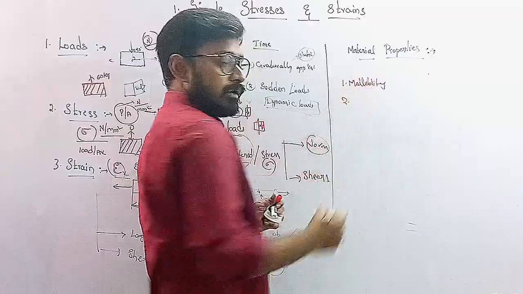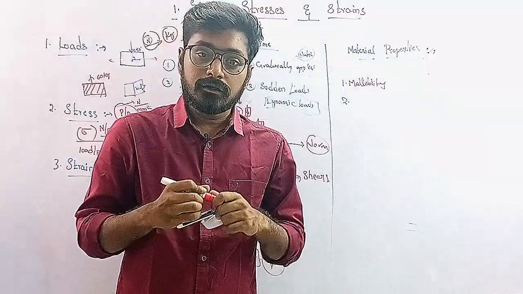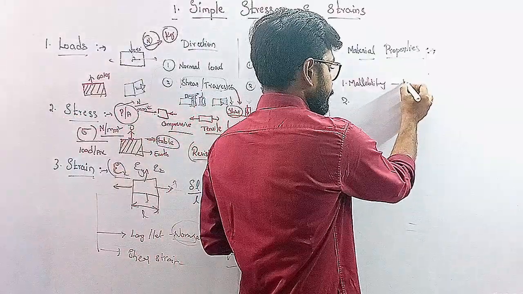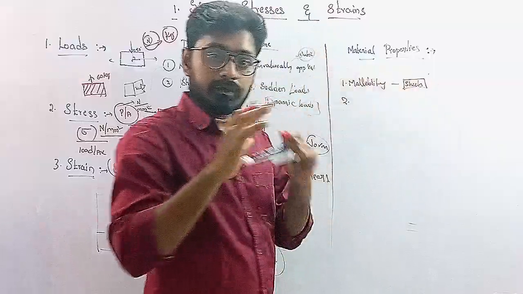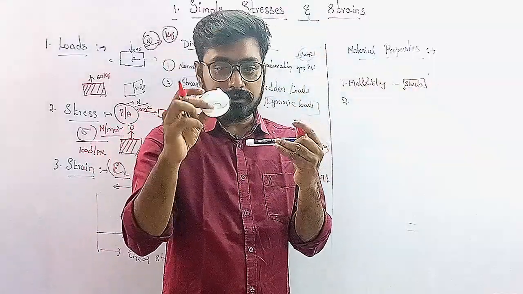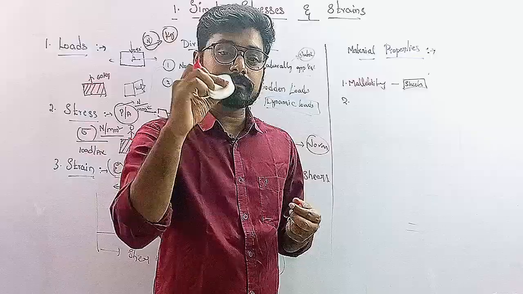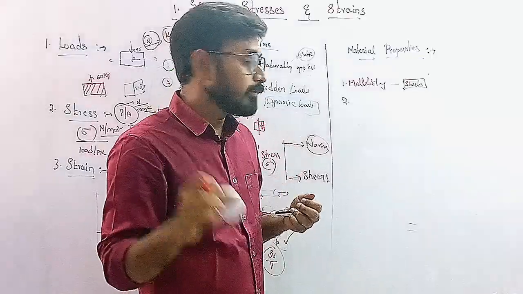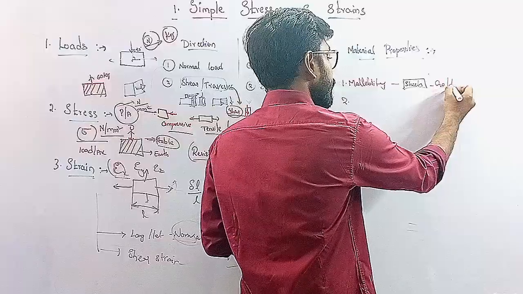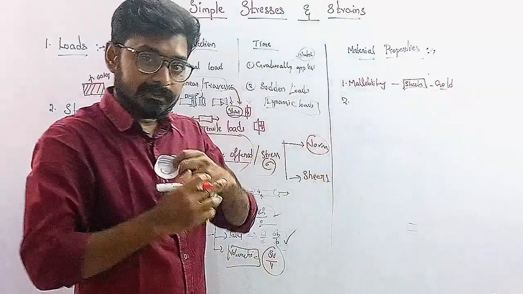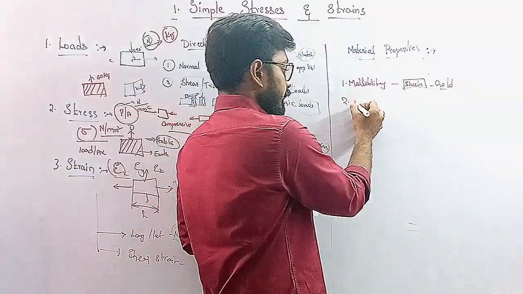Okay. If you can convert a material into thin sheets, such a material is called a malleable material. For example, gold can be converted into thin sheets. Okay. Next, ductility.